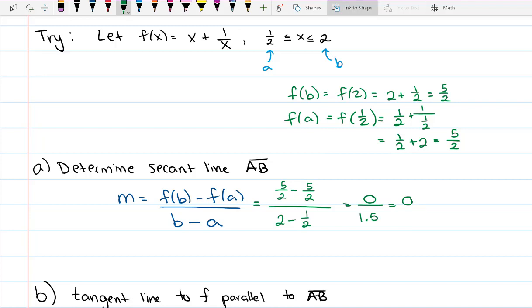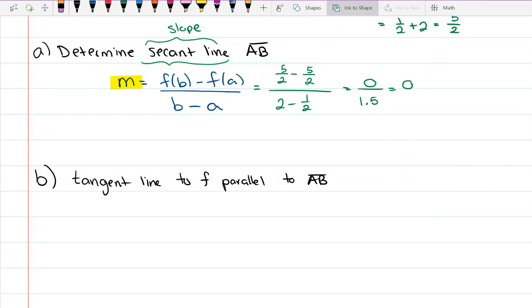Now, I didn't actually need to determine the actual equation for the secant line. What was more important was the slope. So when this is saying determine the secant line, we're really talking about the slope of that secant line. So I'm trying to find the tangent line that is parallel to this line AB.